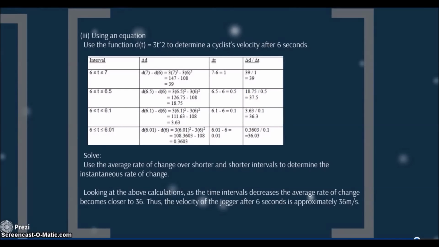By using an equation, you have to use the independent variable specified by the question and pick the closest independent variables and use them as intervals for average rate of change to determine the instantaneous rate of change. Looking at the above calculations, as the time interval decreases, the average rate of change becomes closer to 36. Thus, the velocity of the jogger after 6 seconds is approximately 36 meters per second.